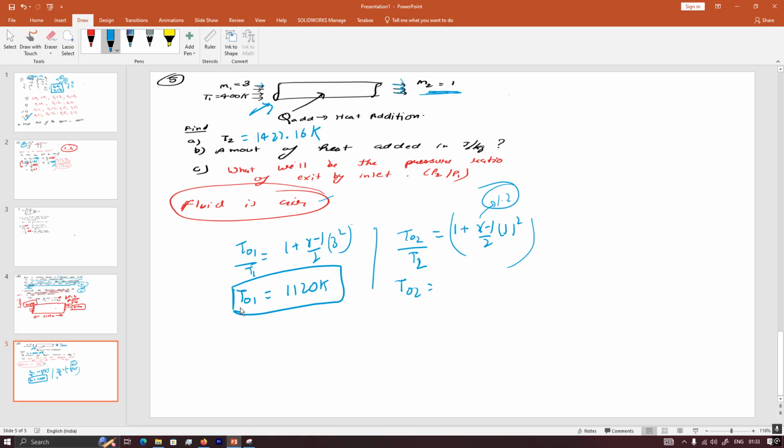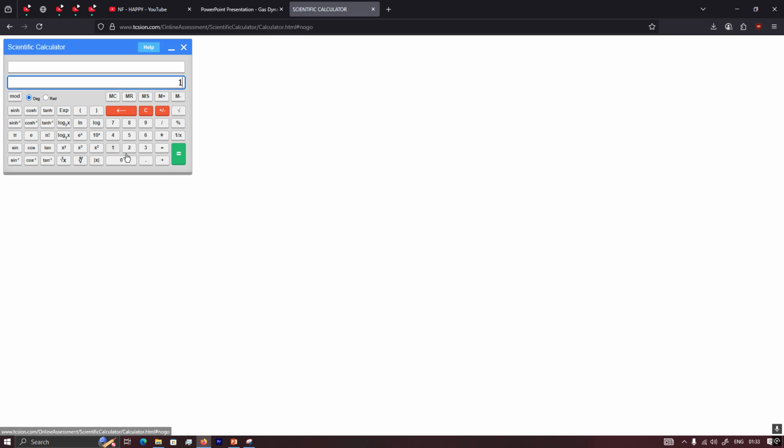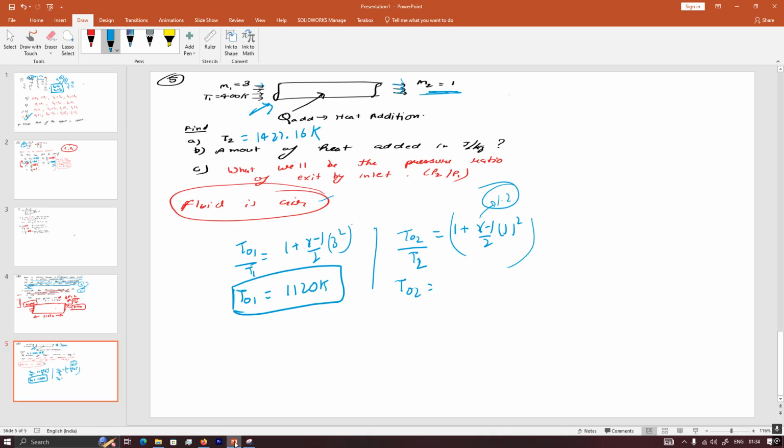What is your T naught 2? It will be 1.2 times 1427.16, so 1712.6, 1712.6 Kelvin. Okay, so these are your T naught 1 and T naught 2.